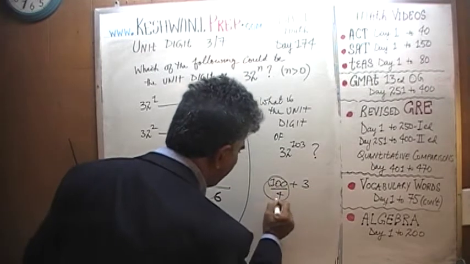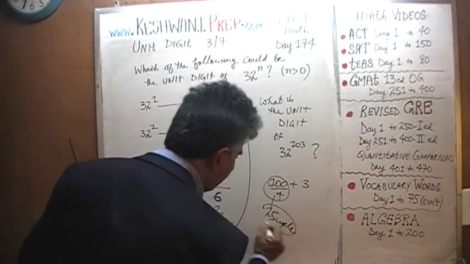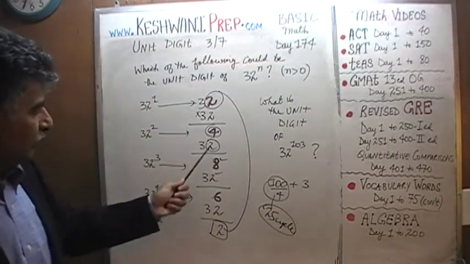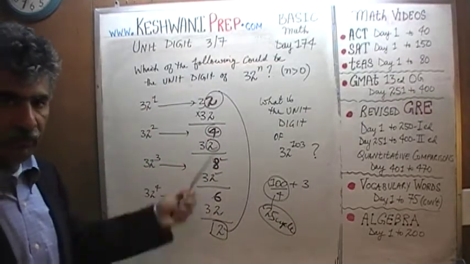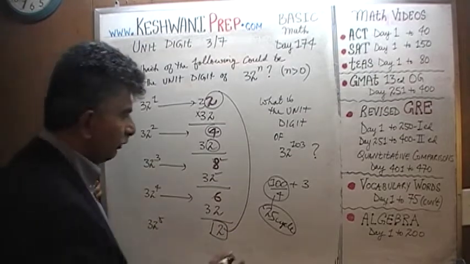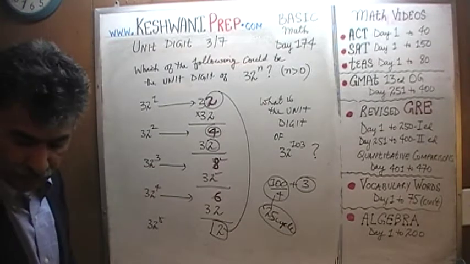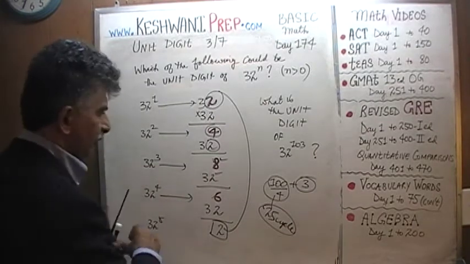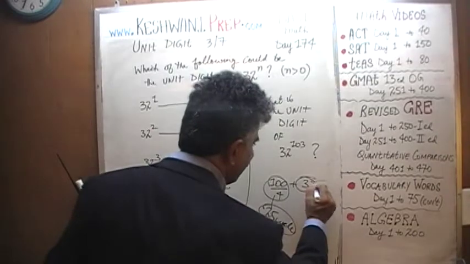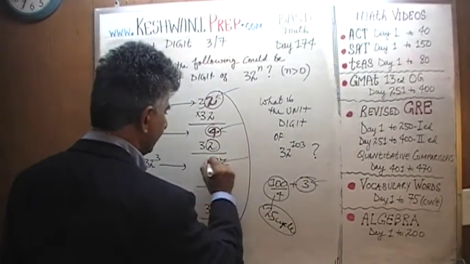100 divided by 4 is going to give us 25 complete cycles. We will have 25 complete cycles, 2, 4, 8, 6, 2, 4, 8, 6, 25 times. We have 3 more to go. Which is where the sequence comes into play. We have 3 more to go. So here's the first, second, and third.